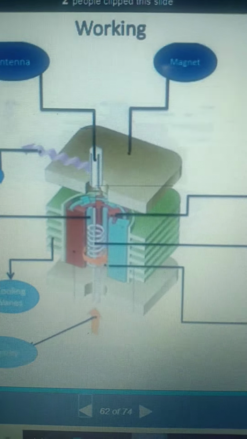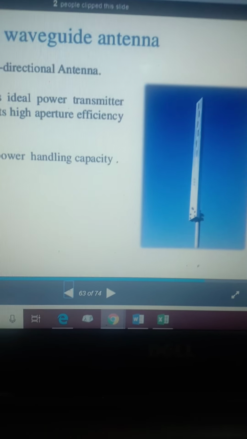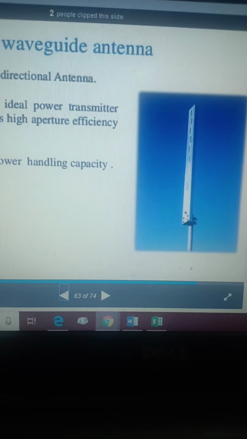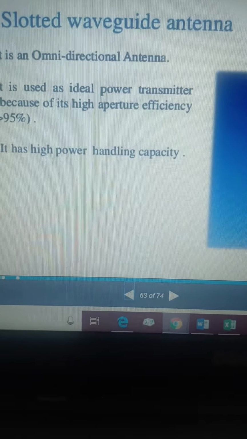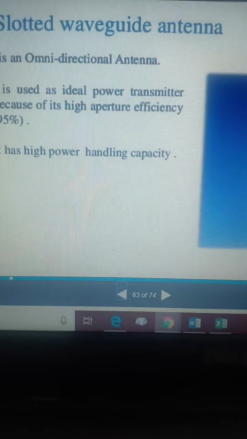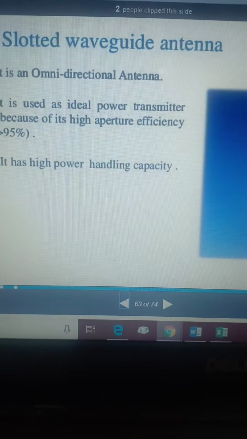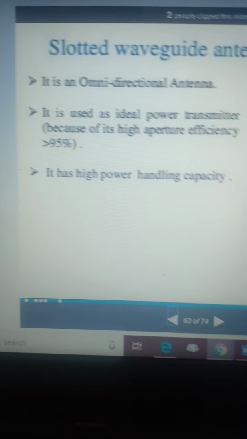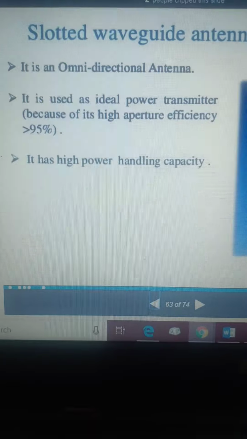Next, this is the slotted waveguide antenna which is used for transmitting microwaves. Why do we prefer the slotted waveguide antennas? Because it has high aperture efficiency. It is also an omnidirectional antenna, that is, it radiates energy equally in all directions. That's why it's called omnidirectional.